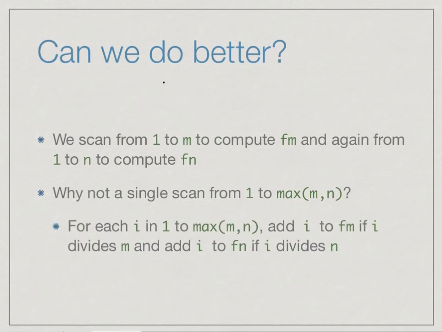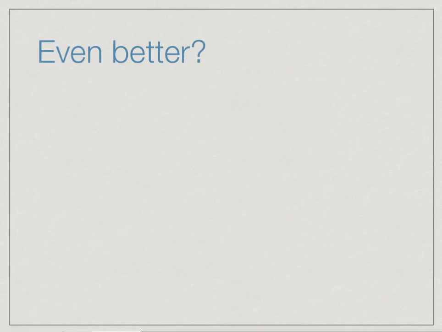In other words, for each i in this list 1 to the maximum of m and n, we first check if i divides m. If so, we add it to the list of factors of m. And then we check if i divides n, and if so, we add it to the list fn. So instead of doing two separate scans over 1 to m and then 1 to n and repeating the pass, we do it in one scan. But even this can be improved upon.